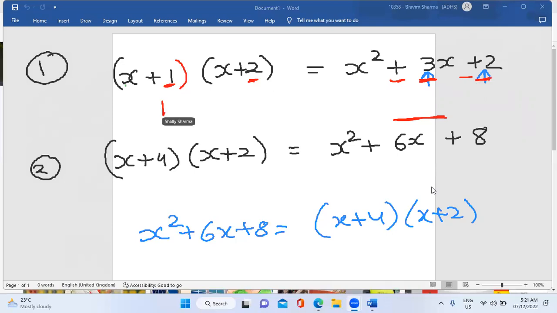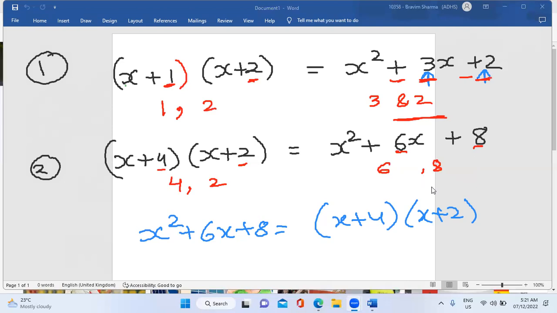We have the numbers 1 and 2, and here we have numbers 3 and 2. Here we have the numbers 4 and 2, and here we have the numbers 6 and 8. Now we have to see how these numbers are related.